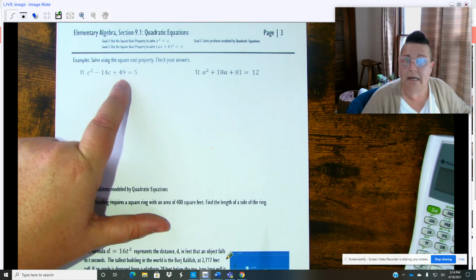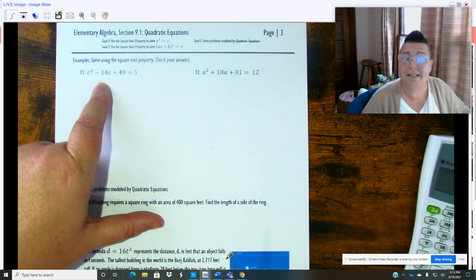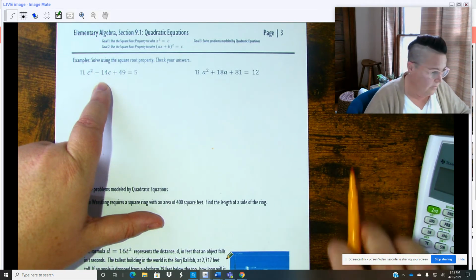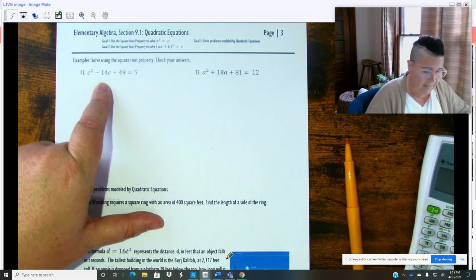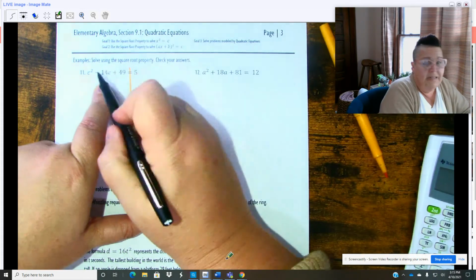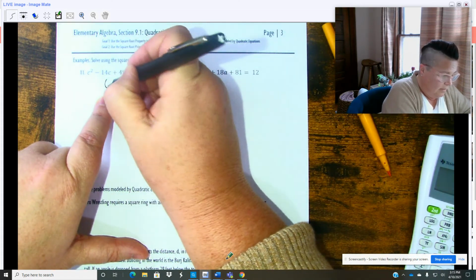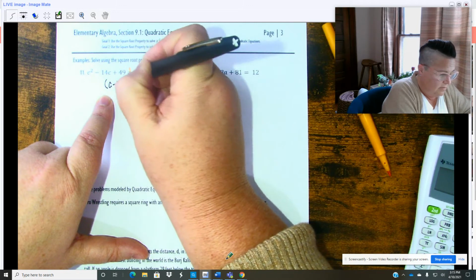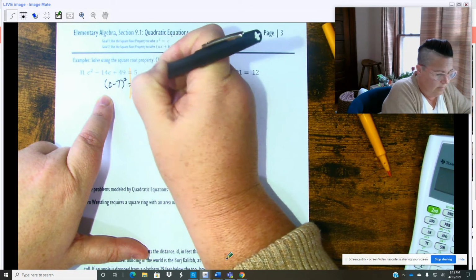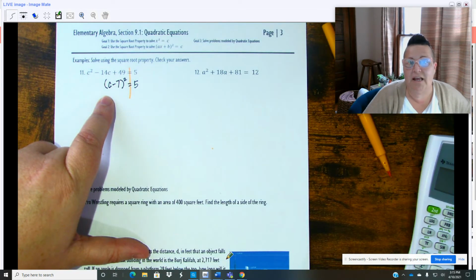Well, 49 is 7 squared. Is the middle term double that 7? 14 is double 7. So what they're asking you to see here is that c squared minus 14c plus 49 is c minus 7 squared. Is everybody going to catch that right off?